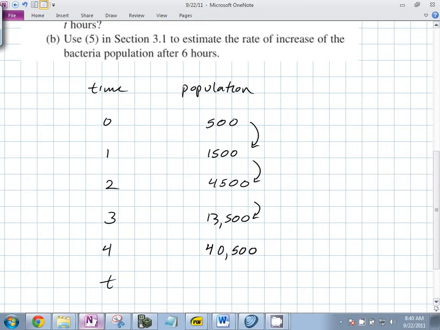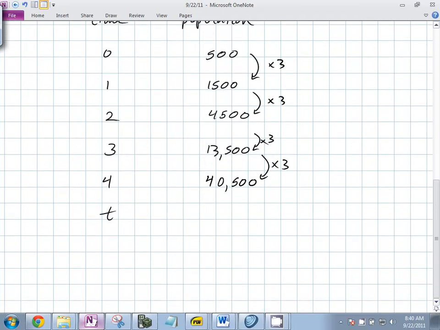So what happens in each of these iterations? It multiplies by 3. So this is going to be 3 to some power. And what's the initial population at time equals 0? Yeah, so it's going to be 500 times 3 to the t.